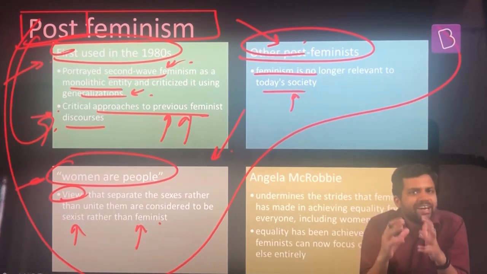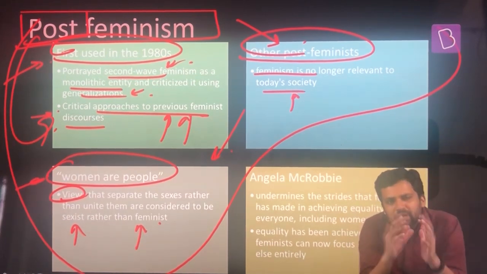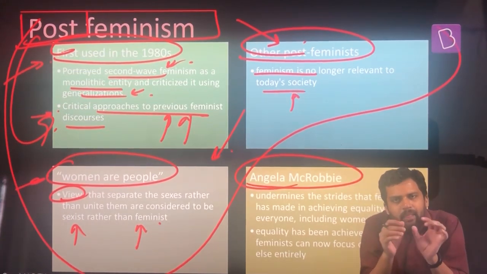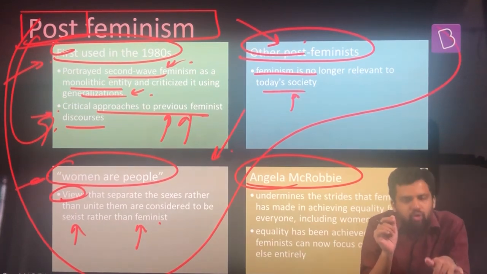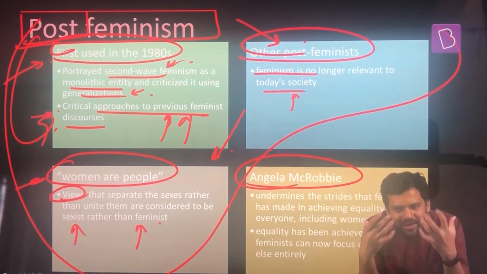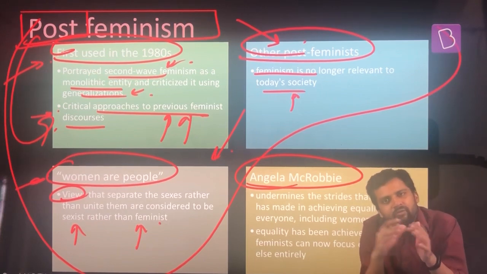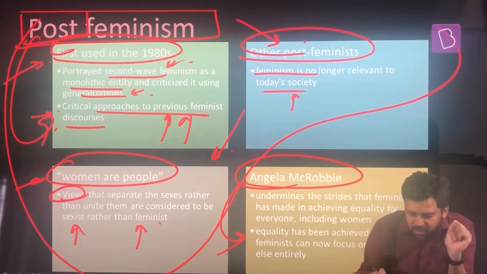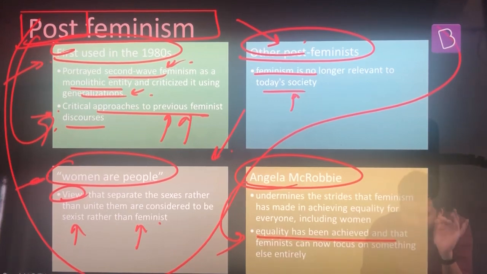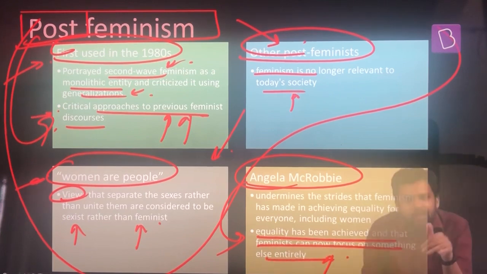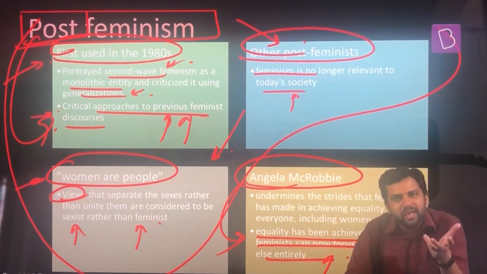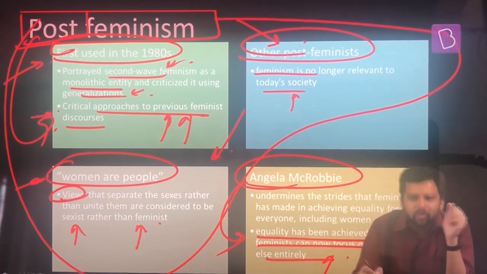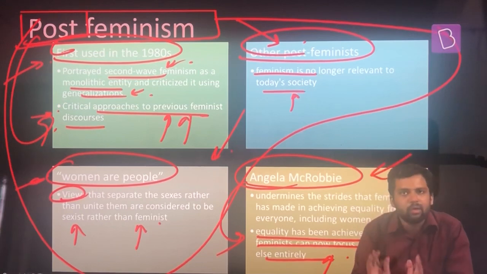But there is also a criticism of post-feminism. For example, thinkers like Angela McRobbie say that whenever you add the prefix post to feminism, you are inherently assuming that women have achieved equality. So the assumption with post-feminism is that equality has been achieved and now feminists can focus on something else entirely. But that is not the case. Equality has not been achieved completely. So this is the meaning of post-feminism and this is the criticism by Angela McRobbie.